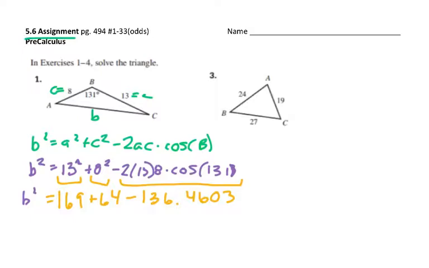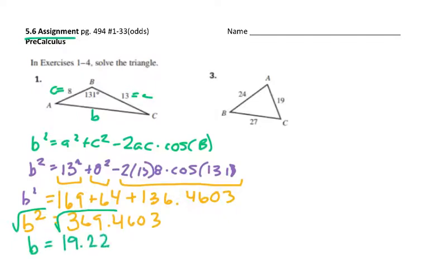Oh, actually, that's plus because it was negative. Okay. So we're going to do 169 plus 64 plus 136.4603. And then we're going to square root that. And so our B squared equals 369.4603. And so square rooting both of those makes a B of 19.22.